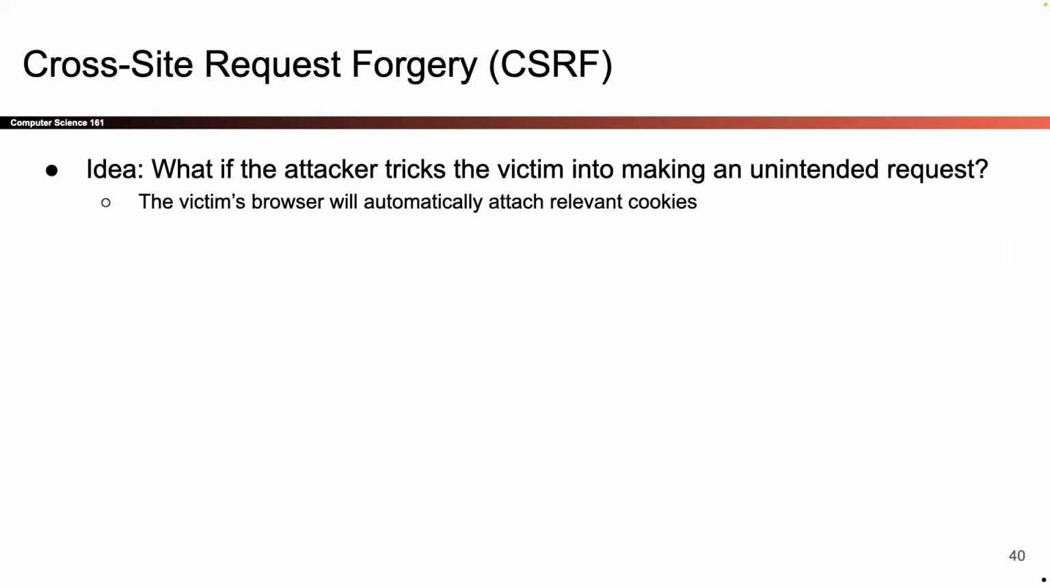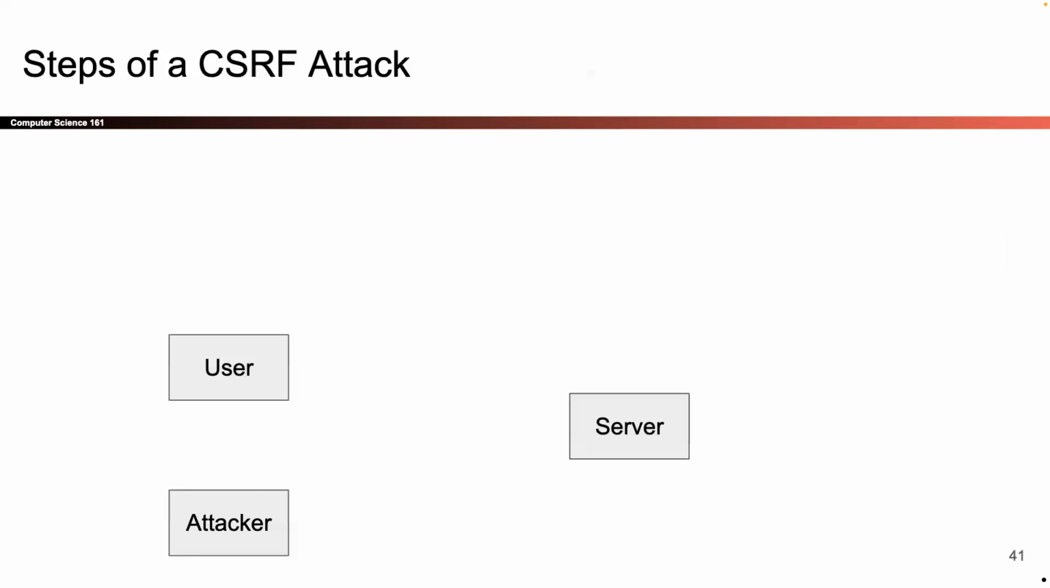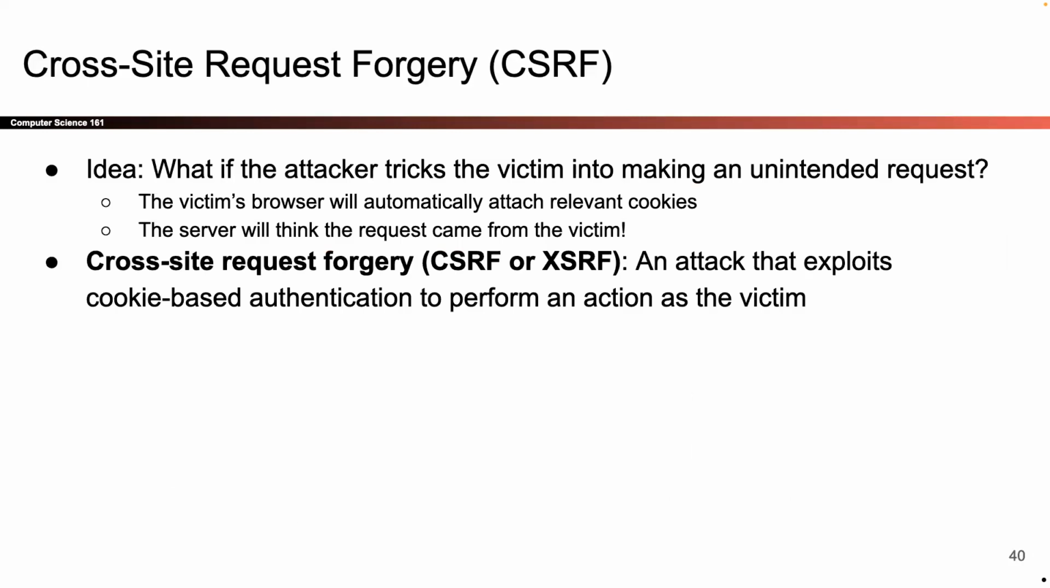We'll have examples later, but basically the idea is if an attacker tricks you into clicking something you did not mean to click, and we'll see lots of different ways to do this, when I click on something, what's going to happen? The browser is going to automatically attach all the relevant cookies, and then the request is going to be made. So if the attacker tricks me into making a request that I did not intend to make, the cookies will be attached because that's what the browser does. It automatically attaches cookies. And then the server will have no idea that I got tricked.